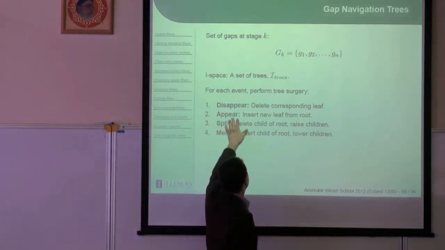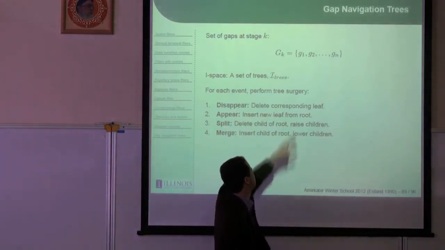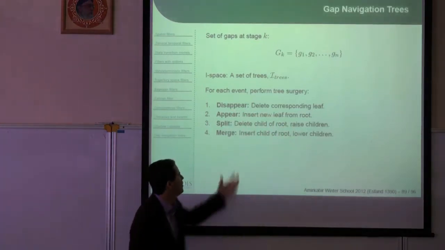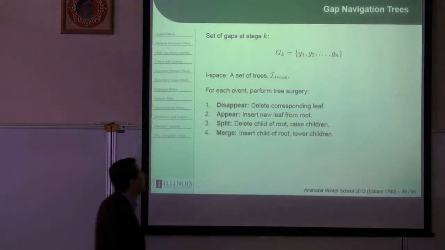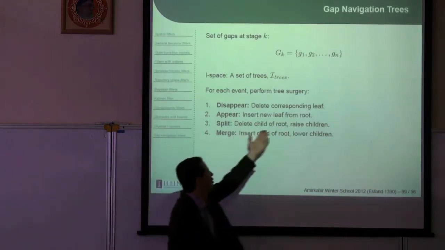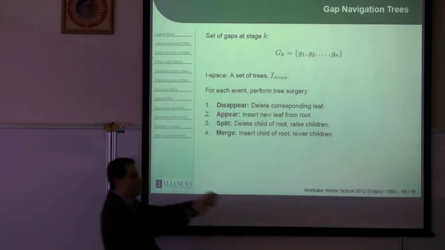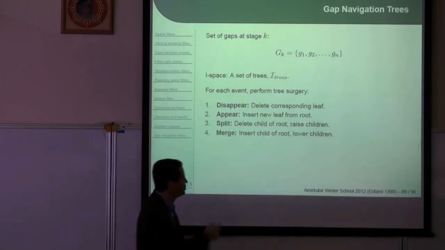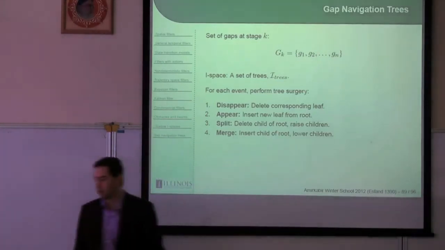And so if we disappear, it's going to correspond to deleting a leaf. If we appear, we add a new leaf from the root. If we split, we delete a child of the root and then raise its children up. And then if we merge, we're going to insert a new child and lower the children. I will show you how this works.